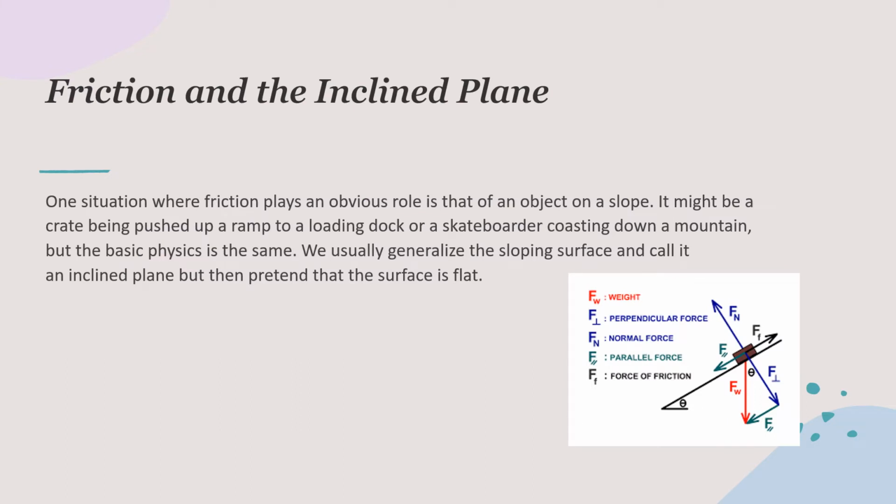Friction and the inclined plane. One situation where friction plays an obvious role is that of an object on a slope. It might be a crate being pushed up a ramp to a loading dock or a skateboarder coasting down a mountain, but the basic physics is the same. We usually generalize the sloping surface and call it an inclined plane, but then pretend that the surface is flat.